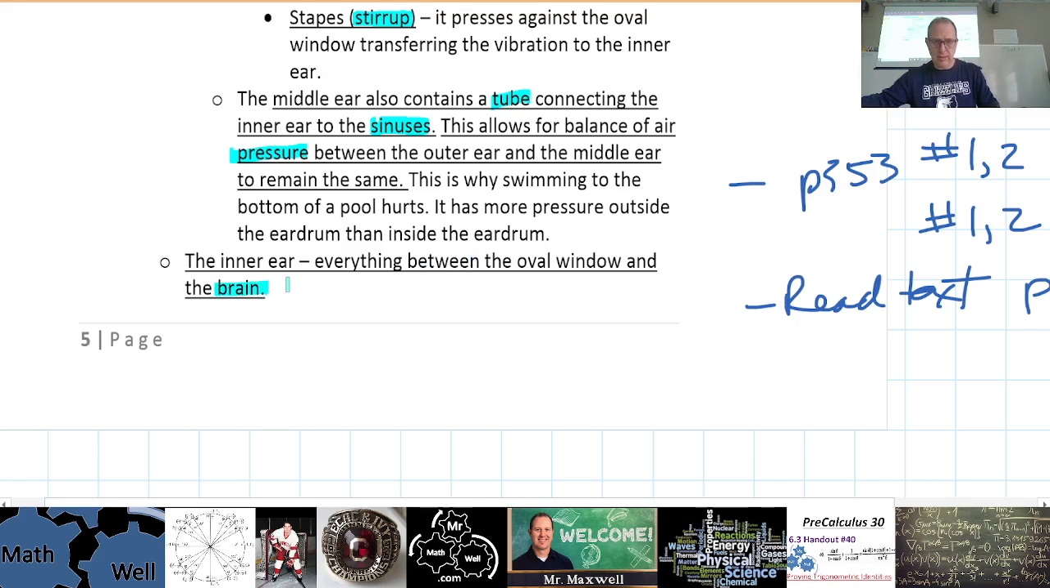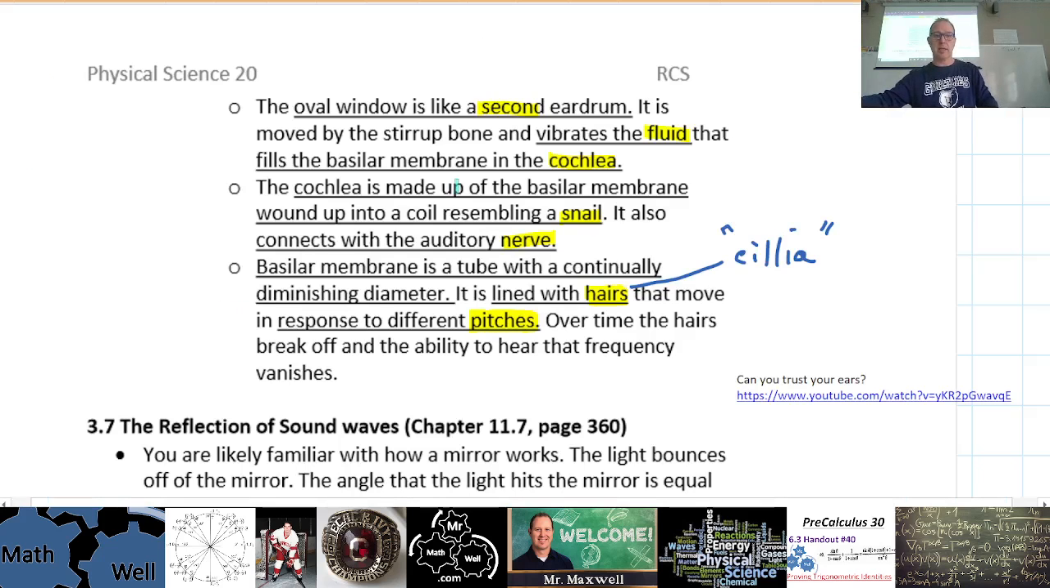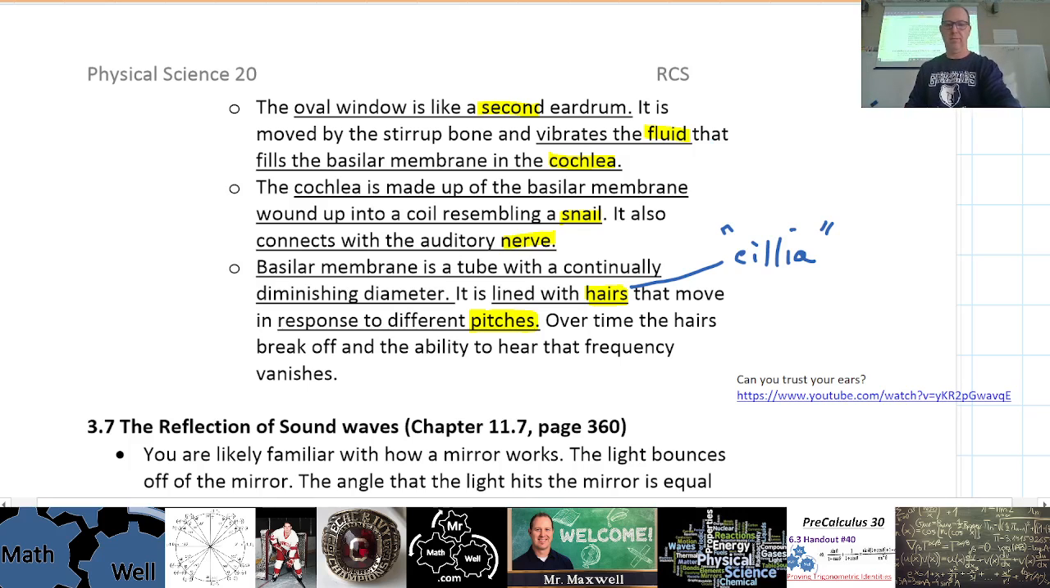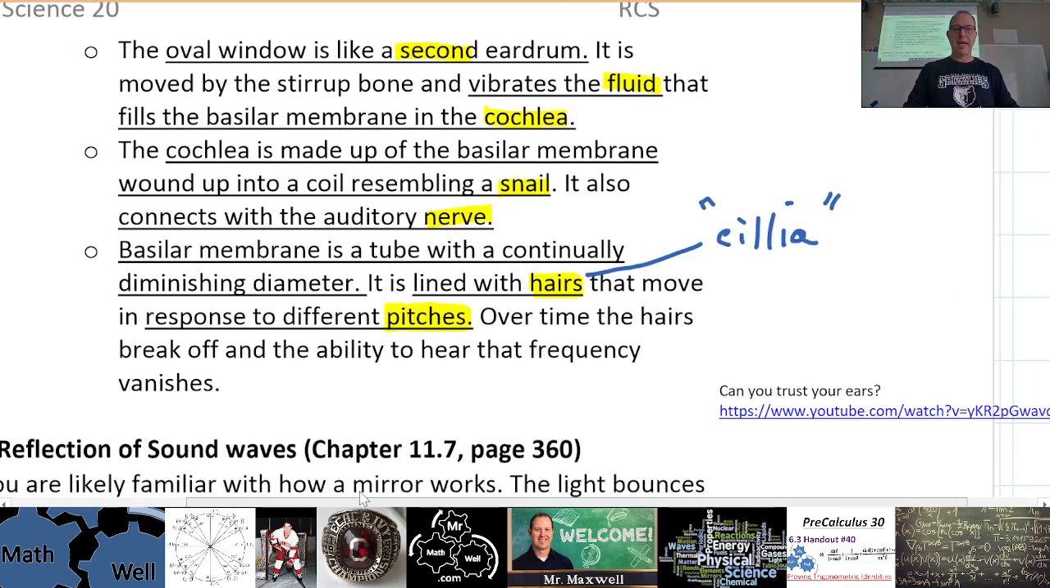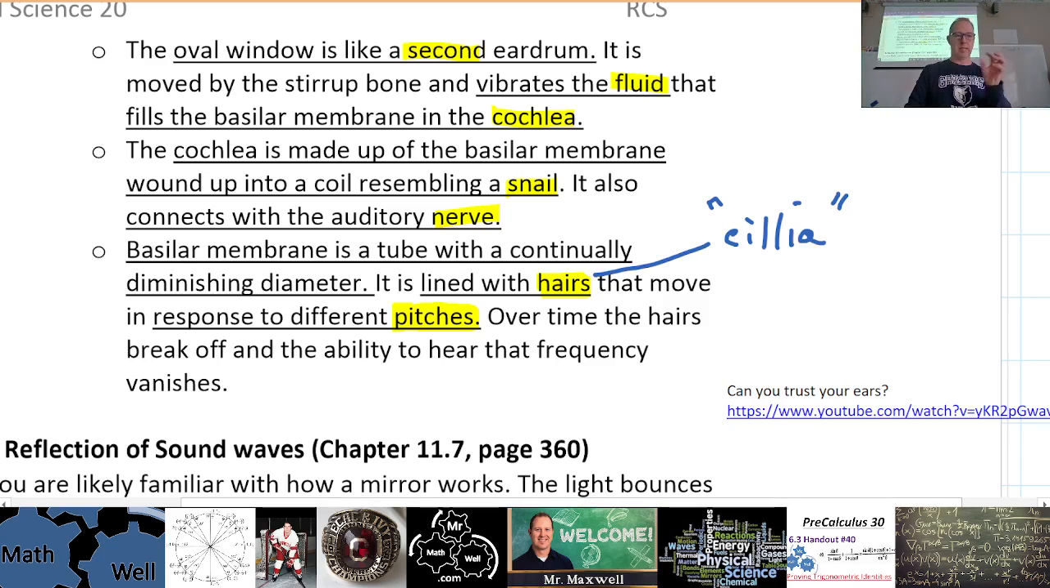Brain is a blank. Good. Our brains are a blank. That's sad. The oval window is like the second eardrum. It's moved by the stirrup bone and vibrates the fluid that fills the basilar membrane in the cochlea. Okay, so we definitely have blanks highlighted there. So yeah, like I said, it's the space that the stirrup kind of taps on the cochlea there. It's that space there.